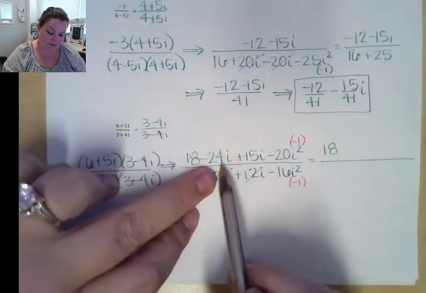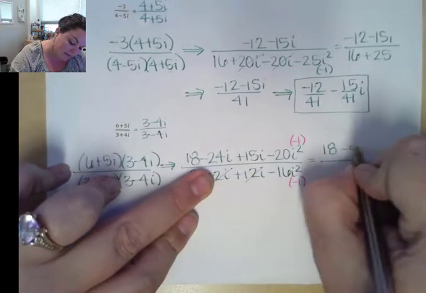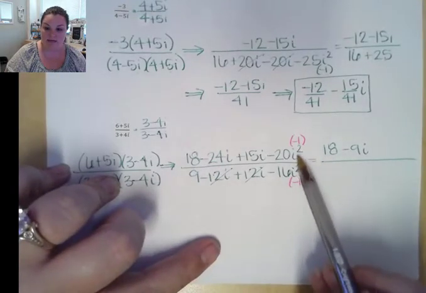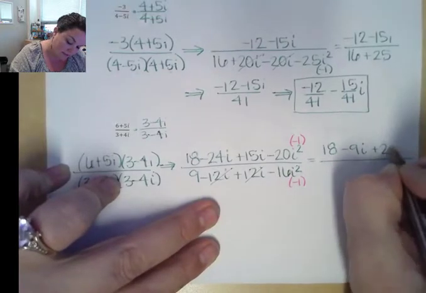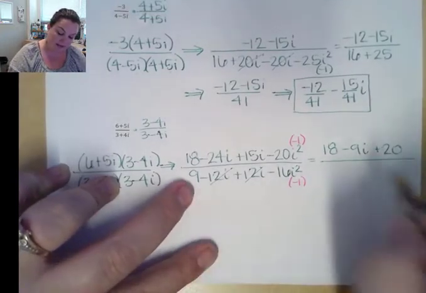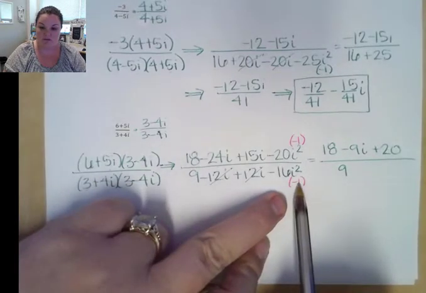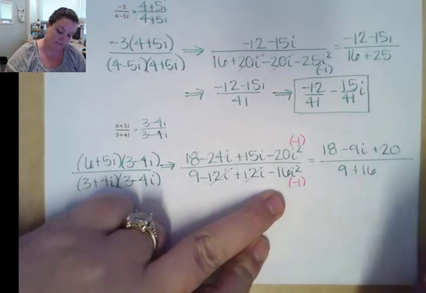And then I'm going to go ahead and combine negative 24 and 15 leaves me with negative 9i. And then since this i squared is a negative 1 times negative 20 makes that a positive 20. On bottom, I have the 9. And then when I replace my i squared with negative 1 times negative 16 makes that a positive 16.